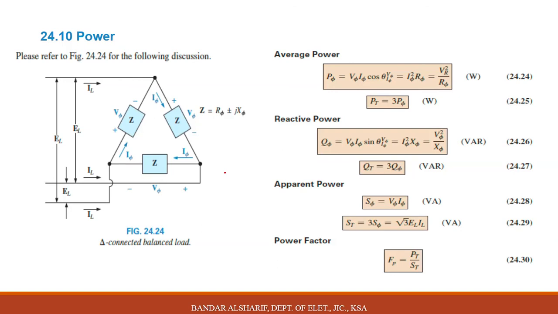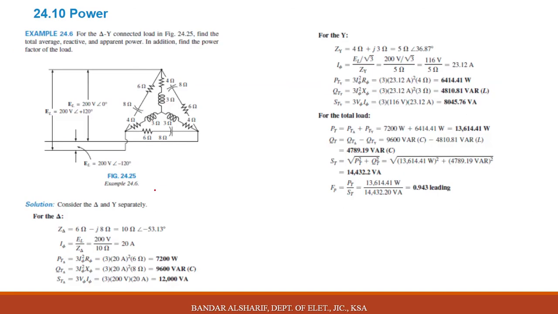For delta connection, you will see a similar formula. For active power, same thing, phase by phase cosine, total multiplied by 3. For reactive power, phase by phase multiplied by sine, the total multiplied by 3. Apparent power is 3 times the single phase power, or root 3 V line, I line. Power factor is similar, P over S.